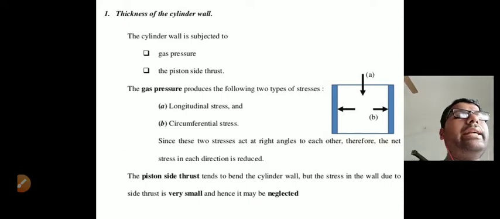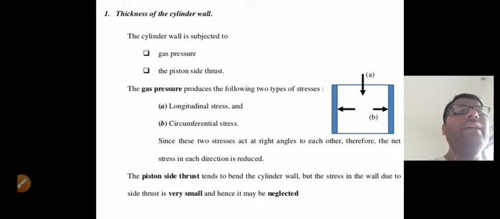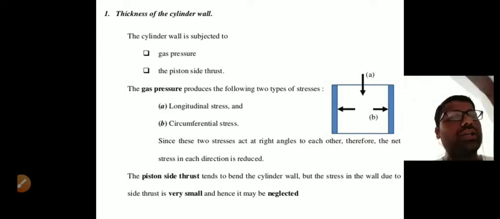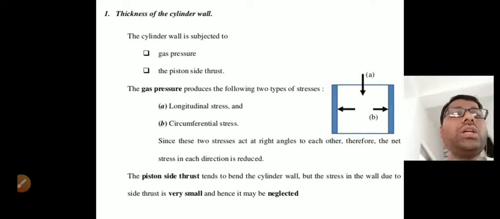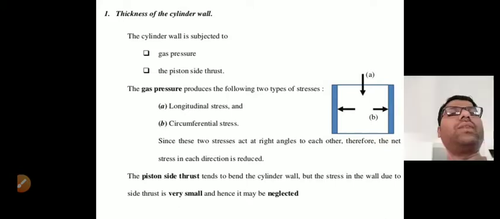Next, the piston side thrust. Whenever the piston moves from TDC to BDC and BDC to TDC, means when the piston reciprocates inside the cylinder, the thrust or shear which takes place against the inside wall of the cylinder is known as piston side thrust. The gas pressure produces two types of stresses inside the cylinder. One is longitudinal stress and the second one is circumferential stress, right, which is denoted in this figure.